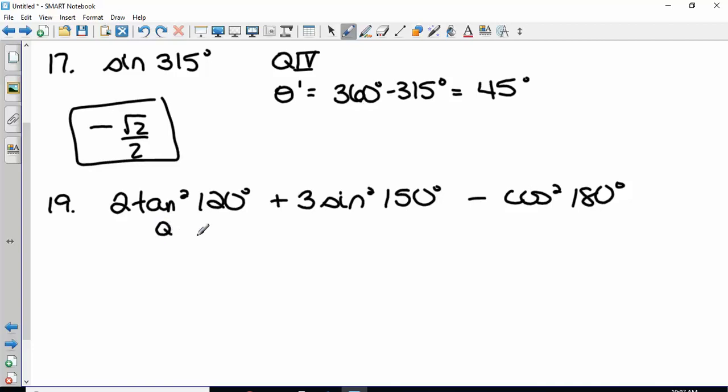120 is in what quadrant? Quadrant 2. Reference angle. In quadrant 2, you do 180 minus that angle, and you get 60. In quadrant 2, all students, sine is positive, so tangent would be negative. Tangent of 60 is?